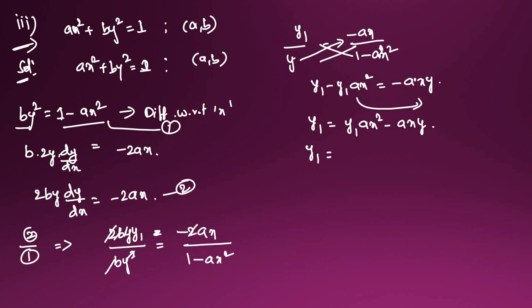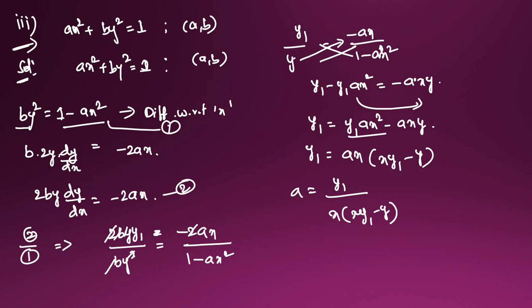So y1 is equal to, here we can take ax common from this one: ax into x y1 minus y will remain here. So a is equal to y1 divided by x into x y1 minus y. Now we have to take the derivative of this with respect to x again. So this is u and this is v, so the u by v form we have to use. We will do it on the next page.